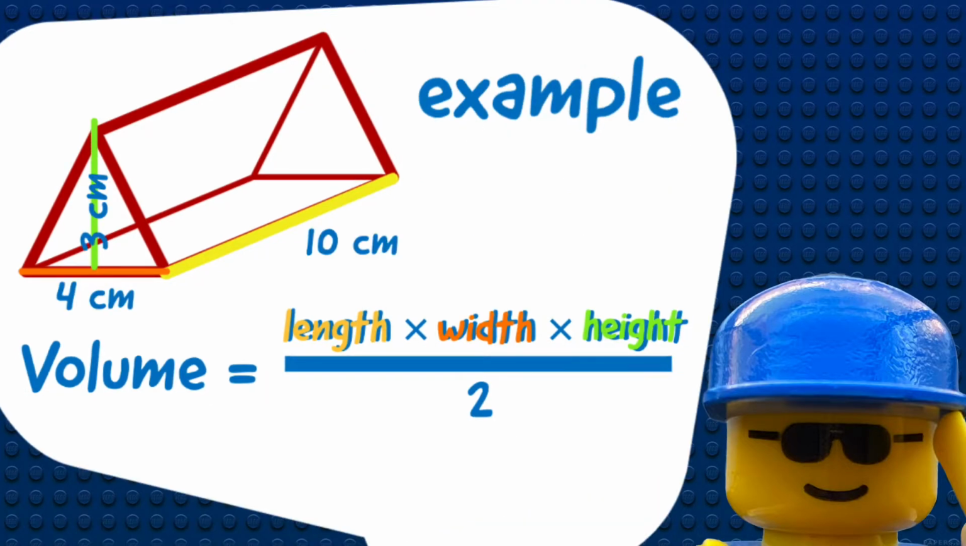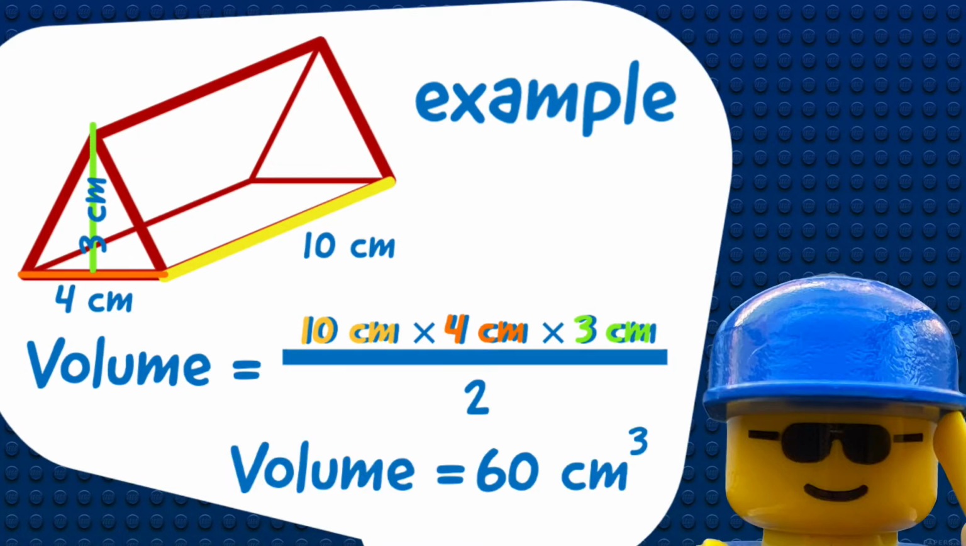So let's look at this example. We have a length of 10, a width of 4, and a height of 3. So first thing we're going to do is plug those numbers in. So then we're going to do 10 times 4 times 3, which is, of course, 120, and we're going to divide that by 2. So we get 60 centimeters cubed.